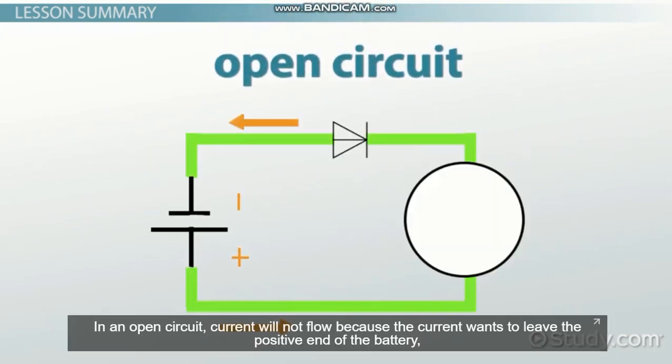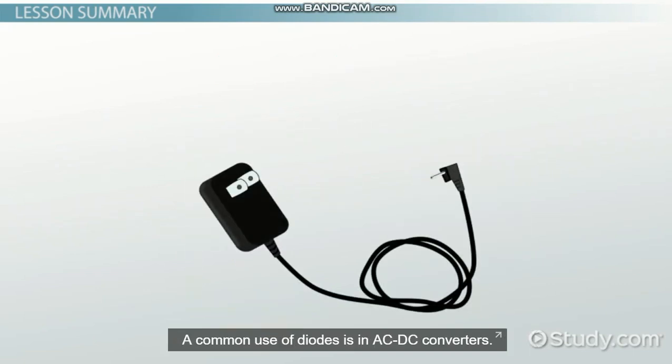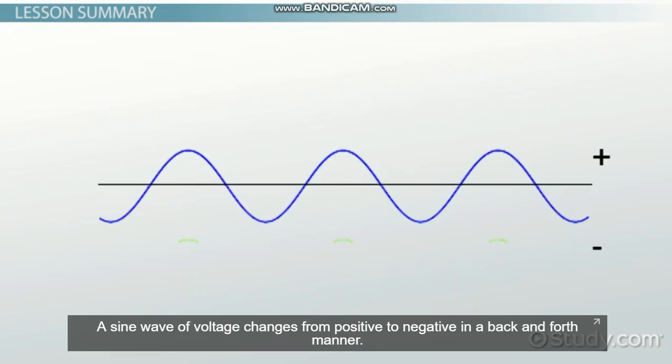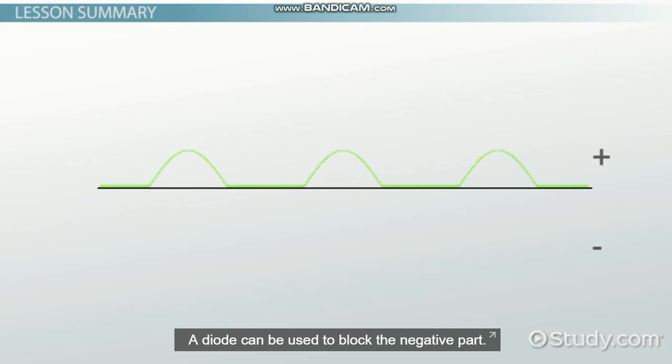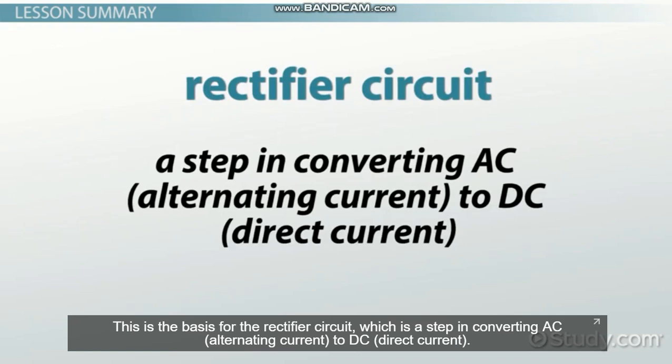In an open circuit, current will not flow because the current wants to leave the positive end of the battery, but cannot pass through the wrong way of the diode. A common use of diodes is in AC-DC converters. A sine wave of voltage changes from positive to negative in a back-and-forth manner. A diode can be used to block the negative part. This is the basis for the rectifier circuit, which is a step in converting AC, alternating current, to DC, direct current.